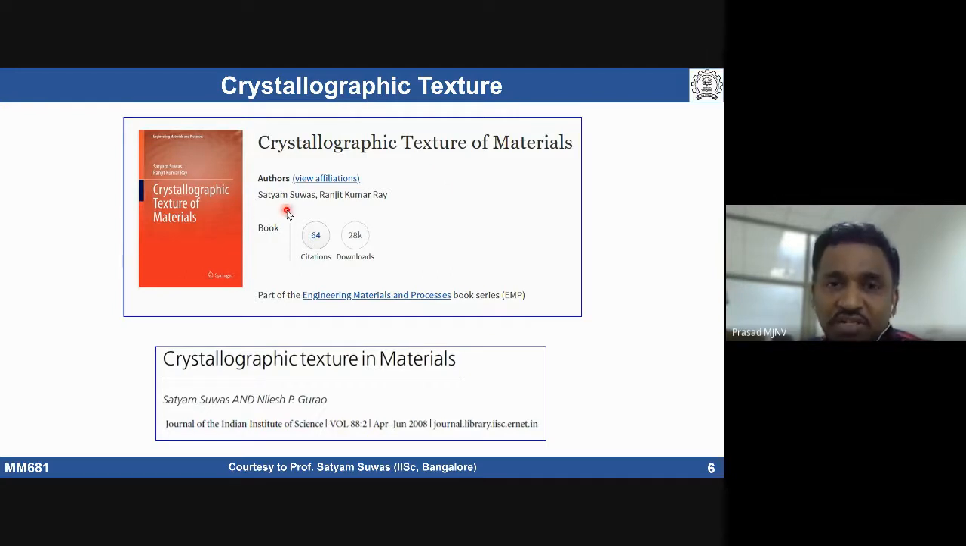He is an expert on crystallographic texture, and here we have Professor Samajdar, who is also an expert on crystallographic texture of materials. A lot of texture-related studies are conducted in India, and a lot of people are working on it. Professor Satyam Suwas and Professor Samajdar are experts, and Nilesh Gurao is a student of Professor Satyam Suwas. He also has expertise on crystallographic texture. I have limited expertise, but whatever I learned and understood after reading other material, I'm going to deliver in today's lecture and the next lecture.